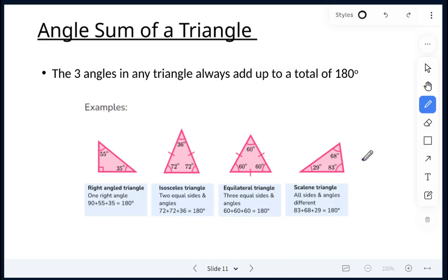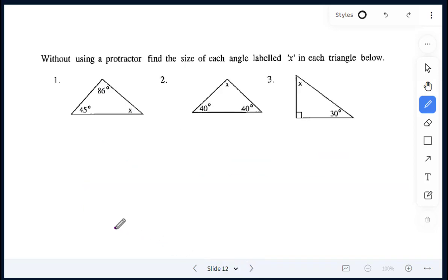Here we have a scalene triangle. All angles are different, but when we add them together, they will still add up to 180 degrees. So that's the angle sum of a triangle. Sometimes in a question, you will be given a triangle. You might be given 2 of the angles, and then you have to figure out the 3rd angle. So let's do these examples quickly here.